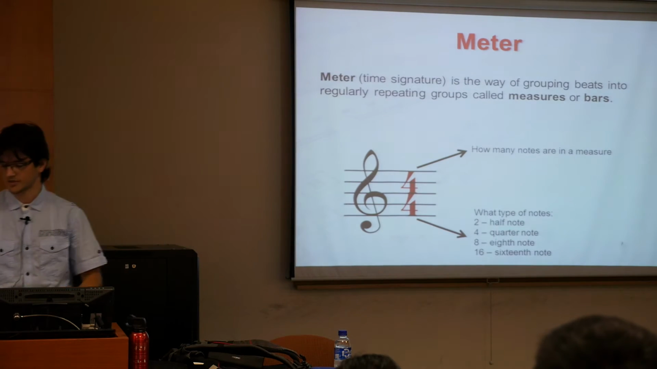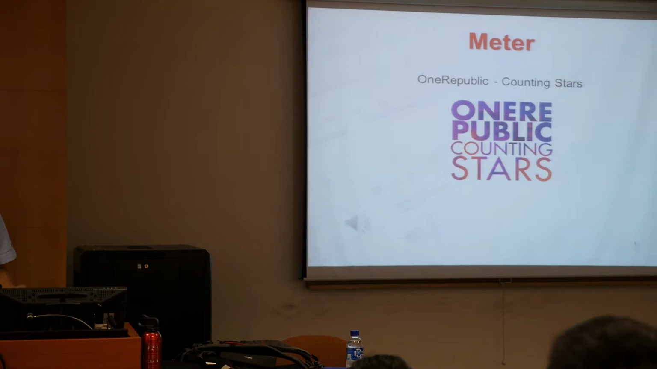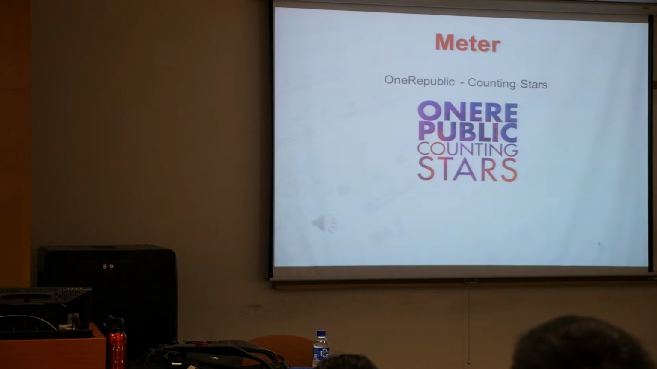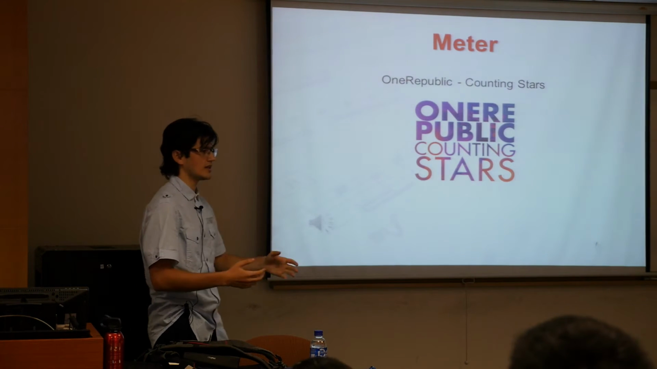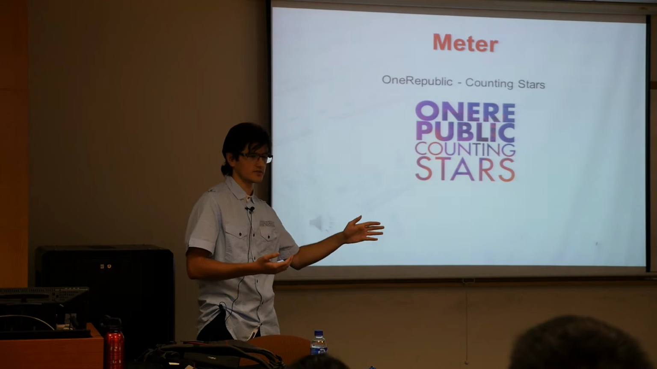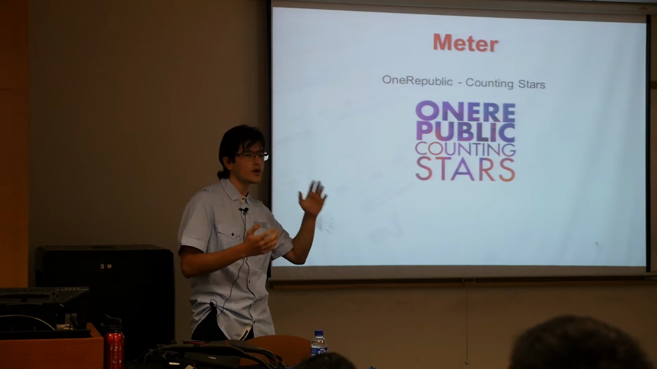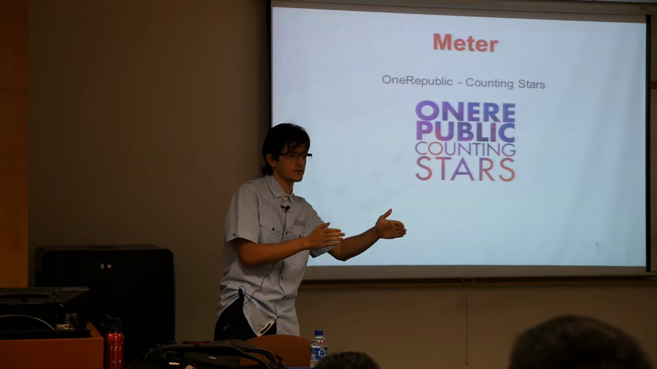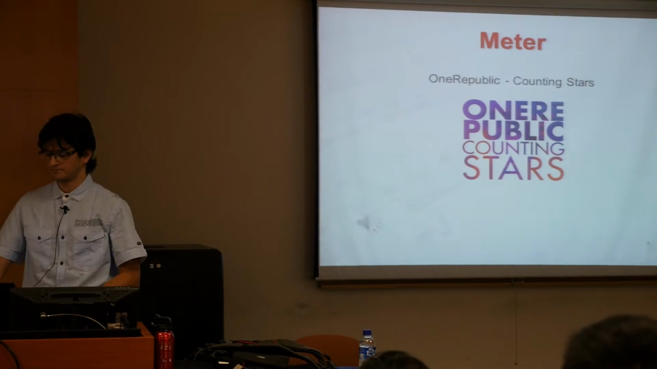Now, let me give you some examples because it's a tough thing to just talk about. So, for example, a song, One Republic, Counting Stars. Now, what will we do? Let's identify the beat, the pulse of the song. Let's see then, where do we feel that it repeats? And then count the number of the beats in that repetition group, right?